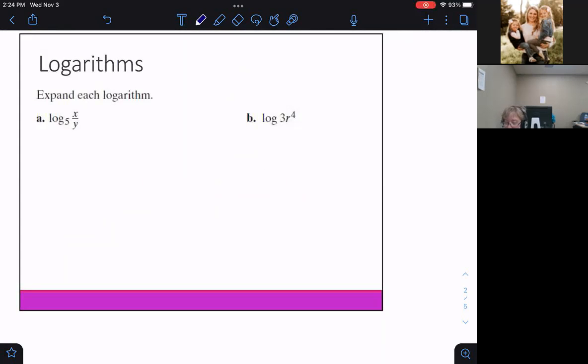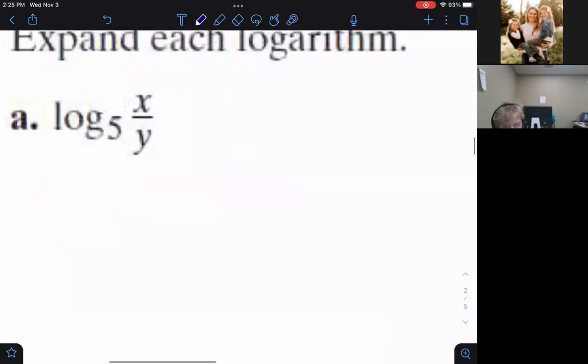All right, next thing we're going to do is the opposite of what we have been doing. So we've been condensing and now we're going to expand. So we're going to have to identify now whether we have multiplication, division, and exponents in order to expand them into addition, subtraction, and then that number in front of your logarithm.